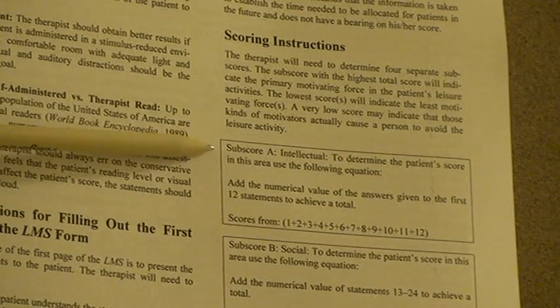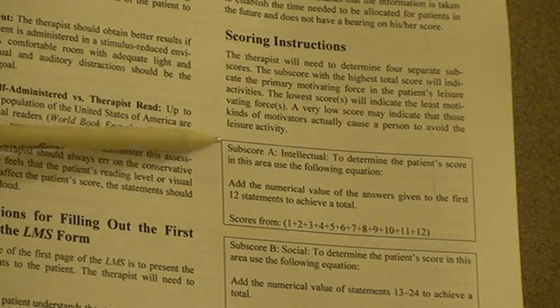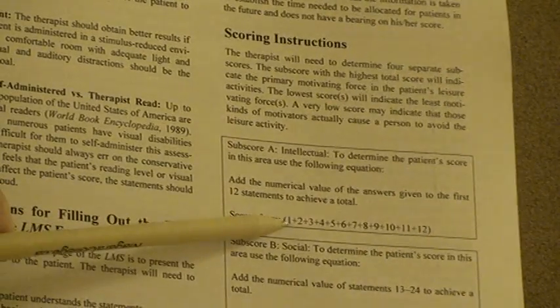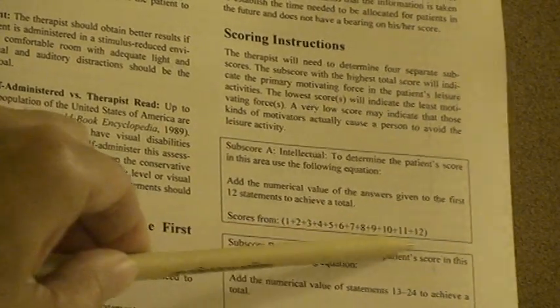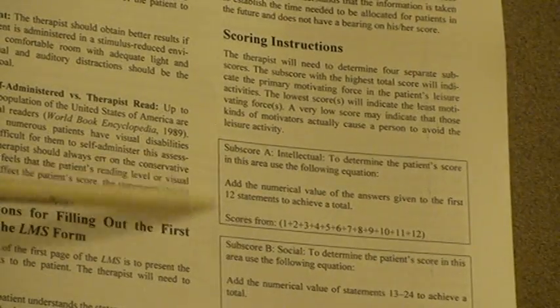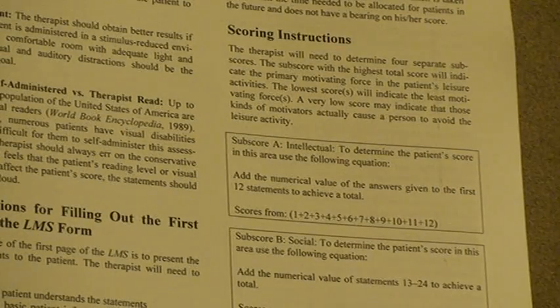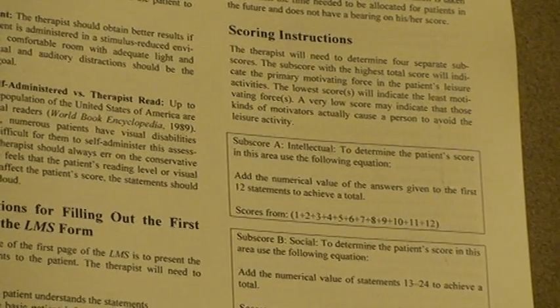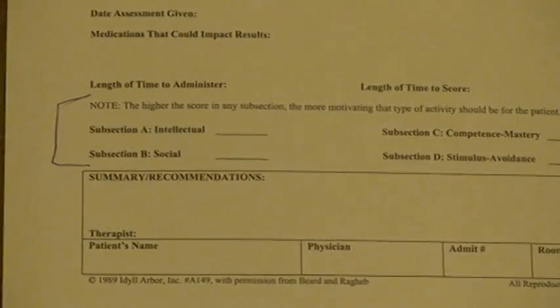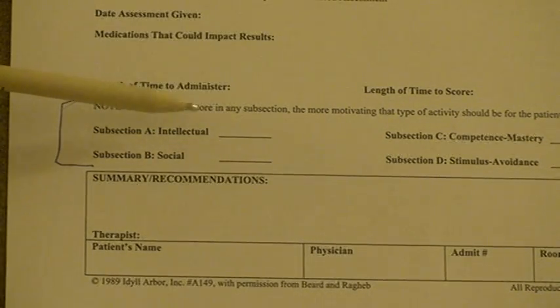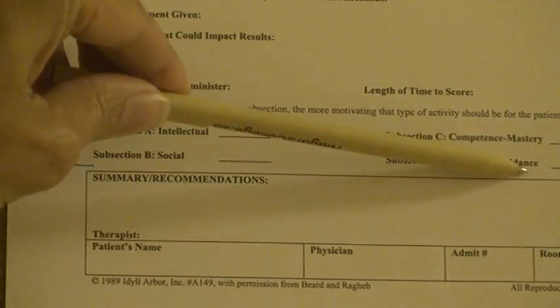So for this one, again, for example, the leisure motivation scale, you'll see here, in order to get the sub-score A, which is the intellectual motivation, you're going to add up your own responses from question number 1, 2, 3, 4, all the way up to 12. And then you're going to record that total in the appropriate spot over here on the score sheet. So once you get that subscale score, you're going to go back over here and record the total on the appropriate line. Again, for the leisure motivation scale, you're going to end up with 4 totals there.